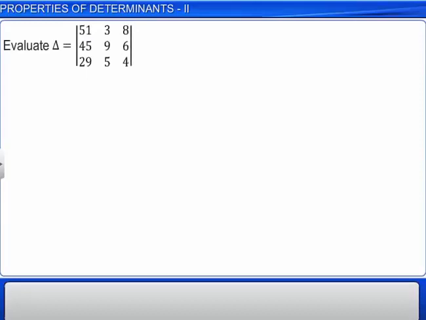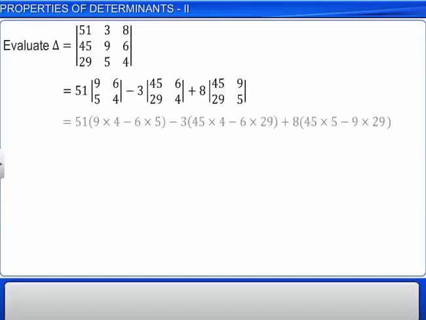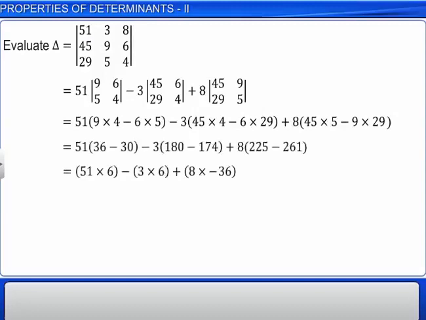Let us consider an example now. Without using property 6, the value of delta on evaluating comes to 0. Let us now apply property 6 to this determinant and verify that in both the cases, the result is the same.